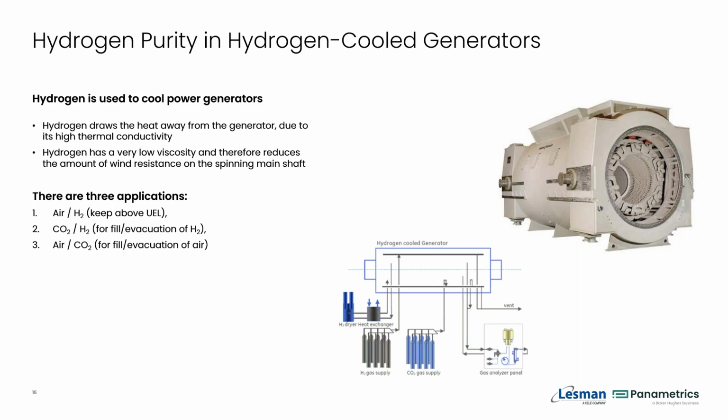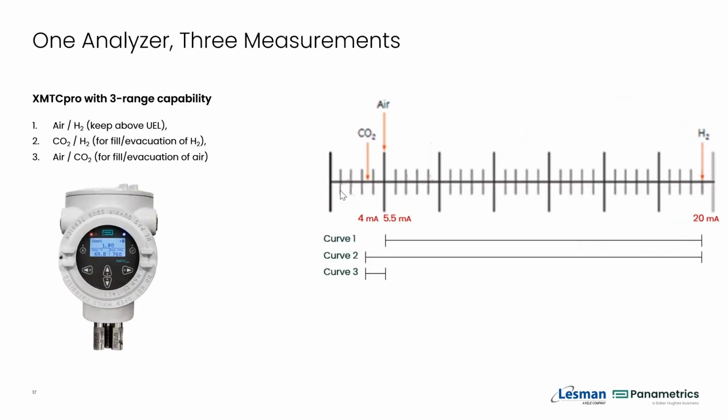After you're ready to get started again, you do need to replace the air that's in this hydrogen-cooled generator with carbon dioxide, push all that air out, and then you need to backfill with hydrogen, pushing out the CO2. So you actually have 3 applications for this transmitter. And here's what they look like.